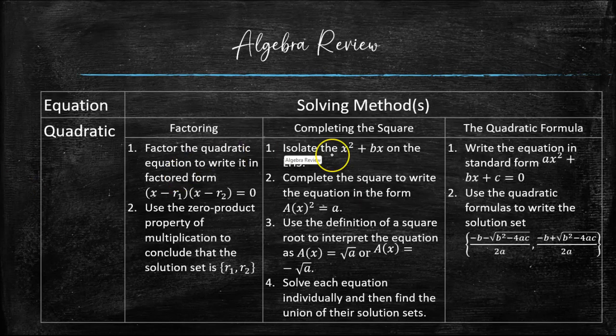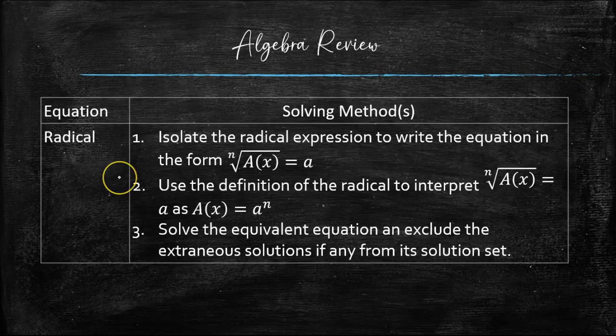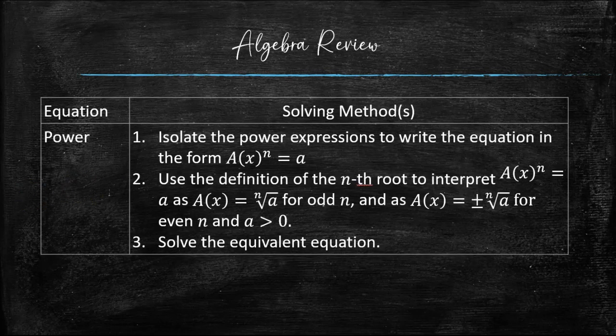Quadratic equations can be solved in more than one way, depending on how it is given to you. You can either use factoring, complete the square, or use the quadratic formula. Radical equations are solved by isolating the radical first, and then using the definition of a radical. And power equations are solved in the same way. You isolate the power term of the equation and then use the definition of the nth root.